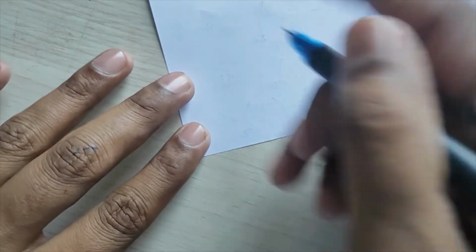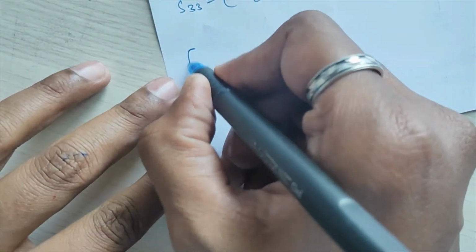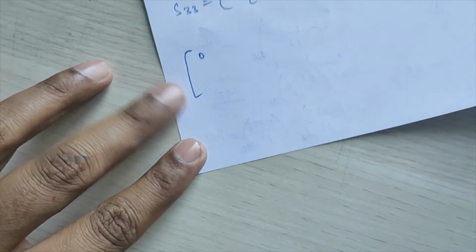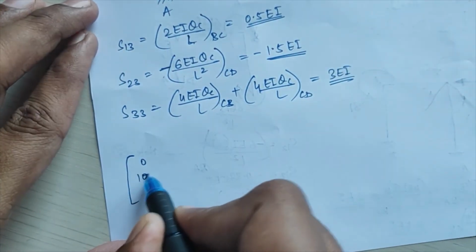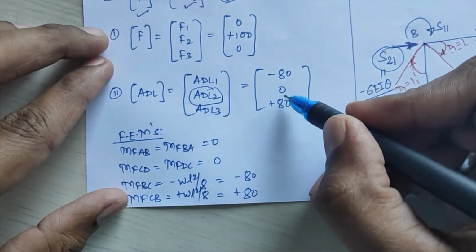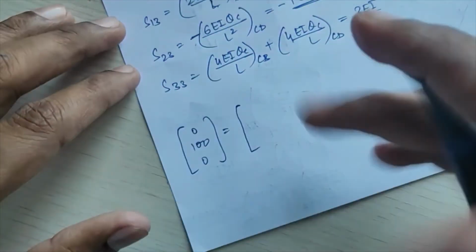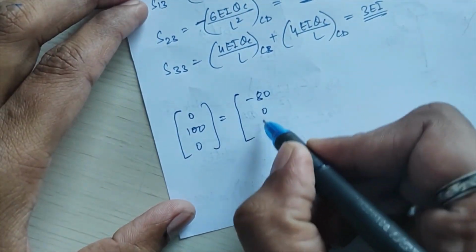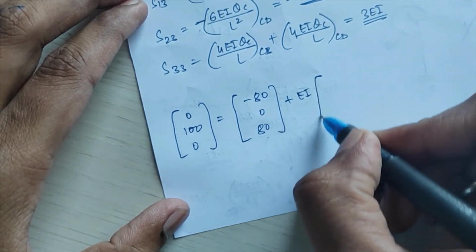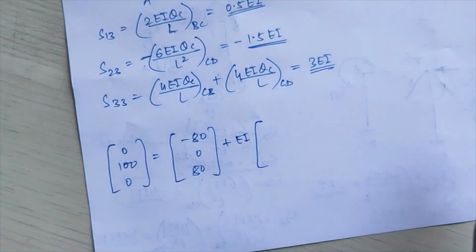Now next, we'll write all these values in matrix form. So F of 1, 2, 3, this I have got as first 0, second value 100, and 0 again. So 0, 100 and 0 is equal to AD L1, L2 and L3, that I am getting as minus 80, 0 and plus 80. Plus from S matrix I take EI common.